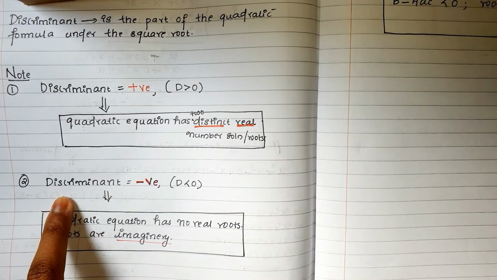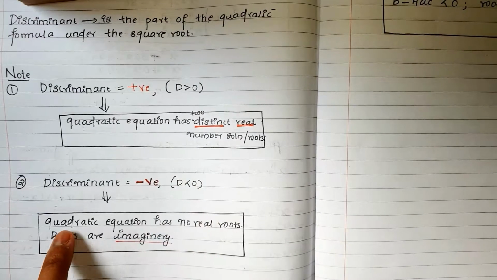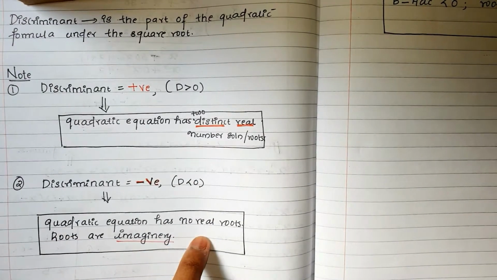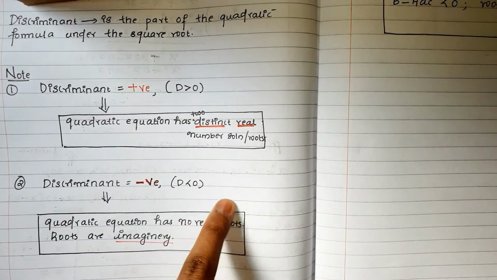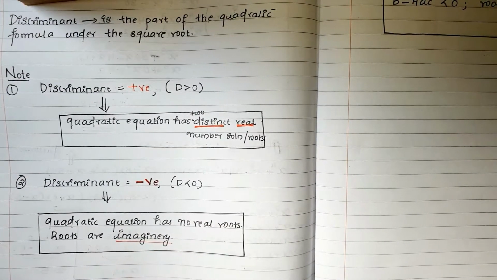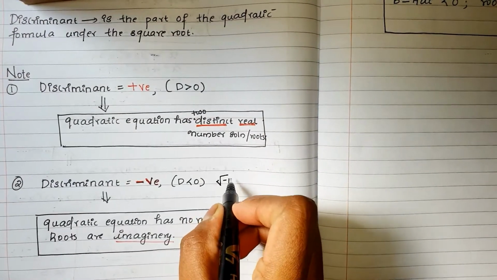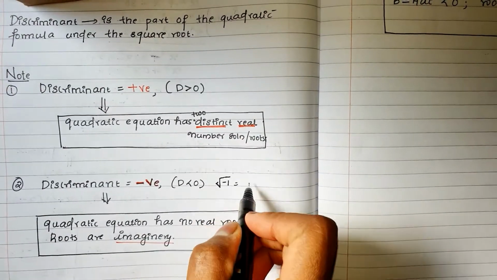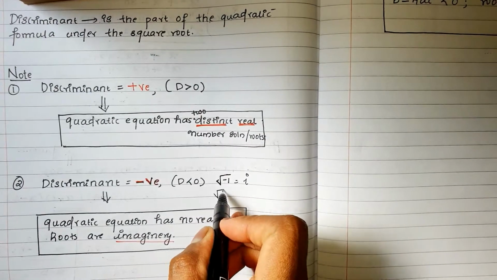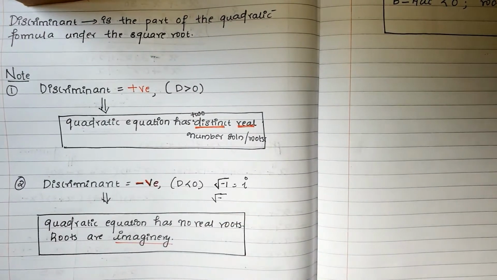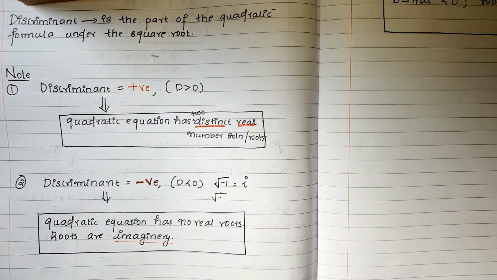And next, if the discriminant is negative, if the value of D is less than 0, then the quadratic equation has no real roots. Roots are imaginary. There won't be any real roots. We have imaginary roots. What are imaginary roots? Like root of minus 1. Root of minus 1 is imaginary, and we represent it as i. So root of minus any number is an imaginary number. There is no real number like that. So those roots are known as imaginary roots.